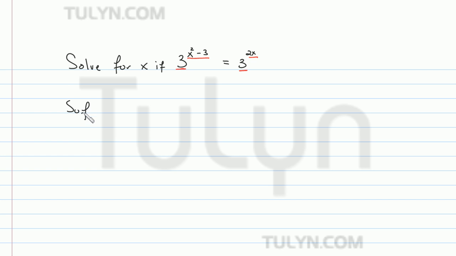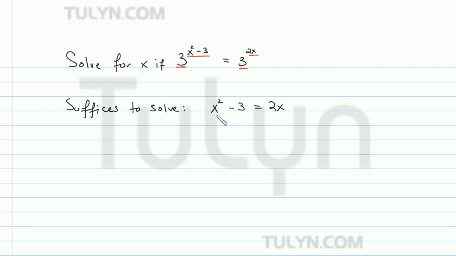So it suffices to solve for x using just the exponents. So now we have x squared minus 3 is equal to 2x. This is almost looking like a quadratic equation, but we want to move every term over to one side. So let's subtract 2x from each side. So now we have x squared minus 2x minus 3 is equal to 0.